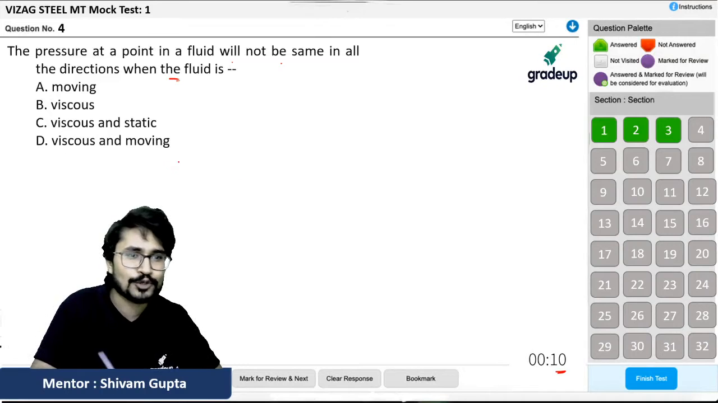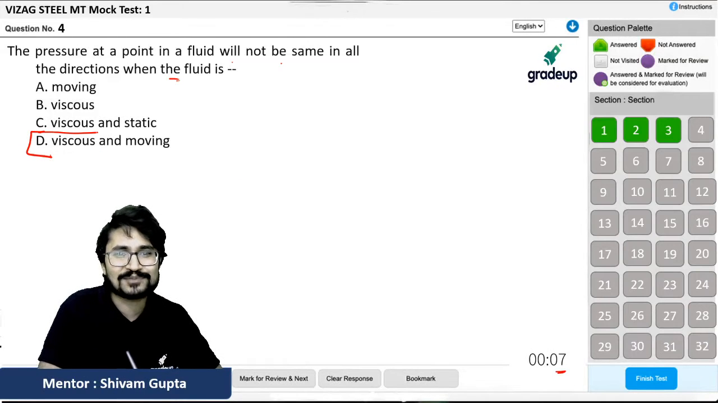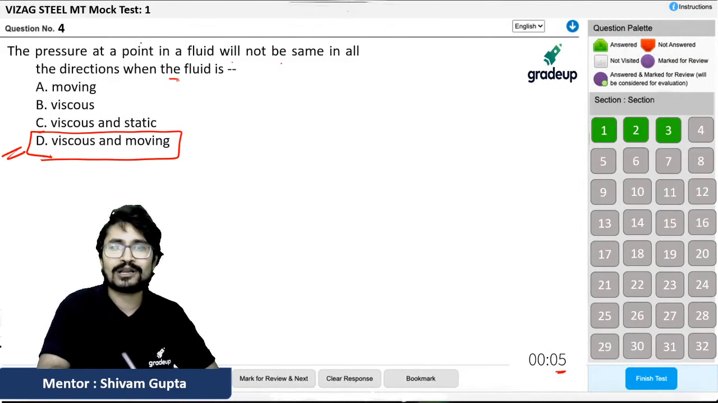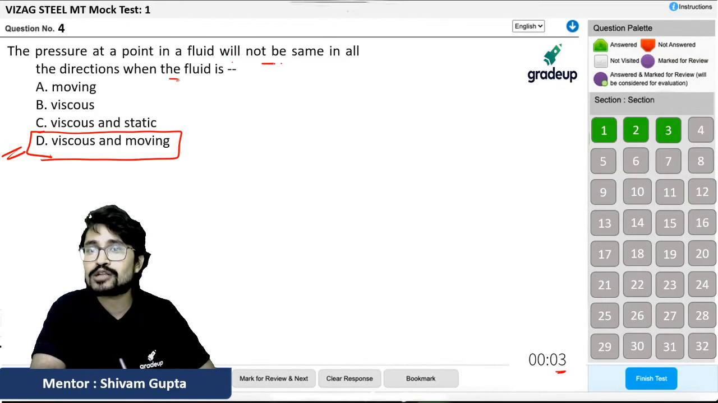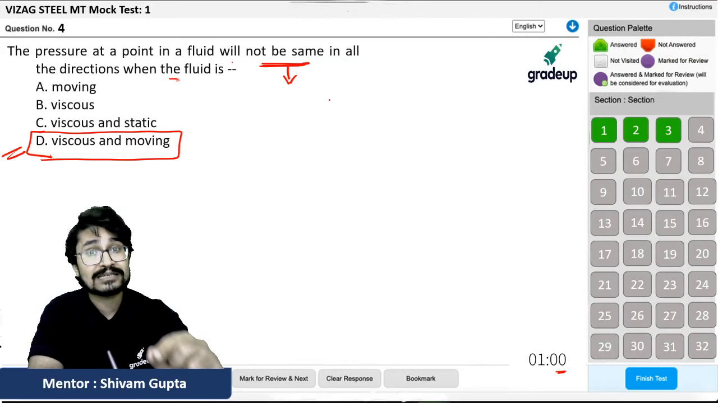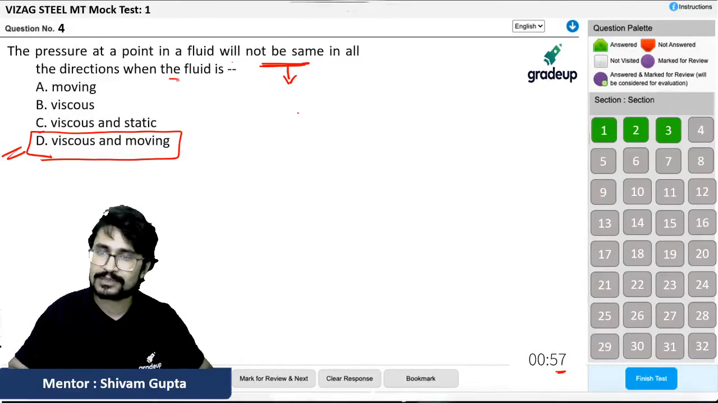Yes, guys, absolutely correct. Option number D is the correct answer. The pressure at a point will not be the same in a fluid when it is moving and when it is having viscosity. So option number D is absolutely correct.